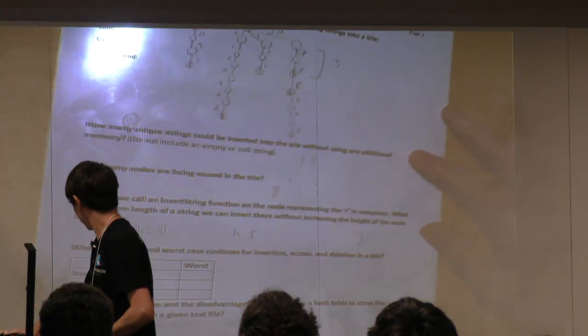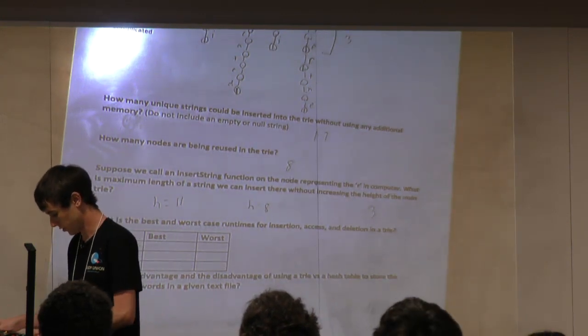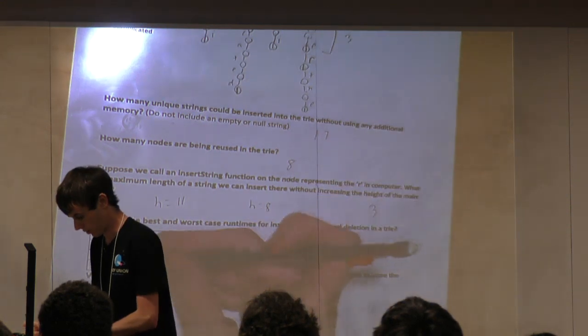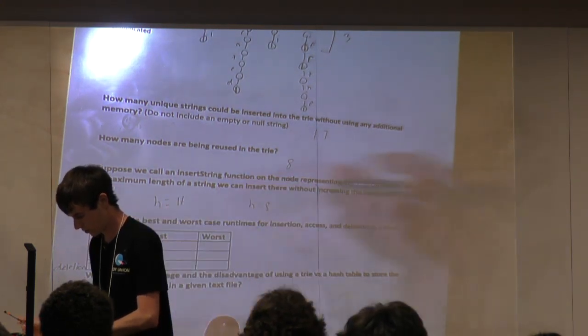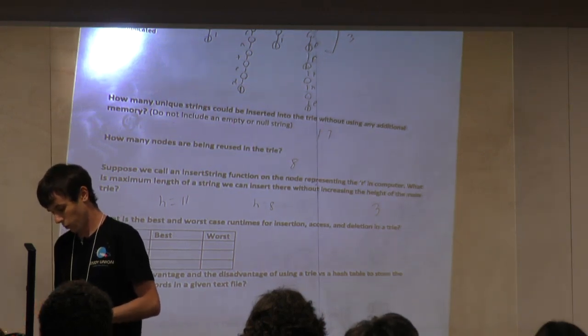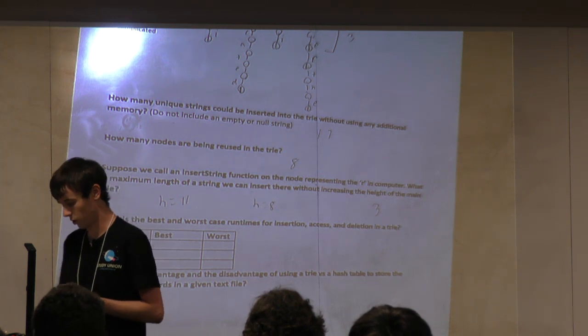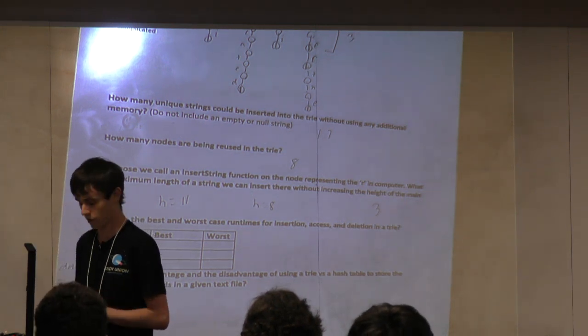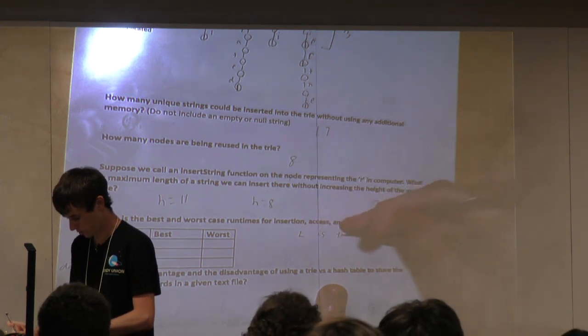So then moving on to this bottom section. Best and worst case runtimes for our insertion, access, and deletion. I wrote insertion twice, so let me just write deletion really fast. So when we're talking about our tries, our best case for insertion is always going to be the order of the length of the word. So I'm going to write it on the side here, where L is the length.